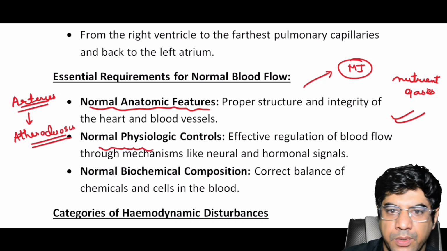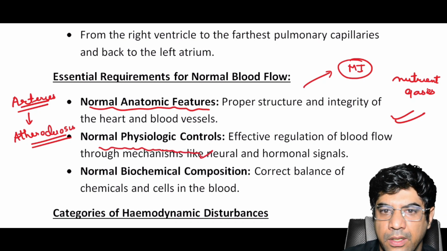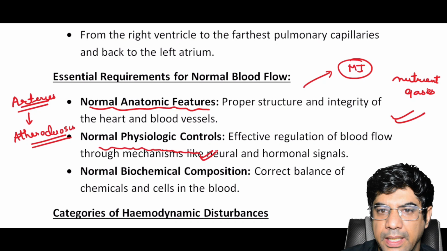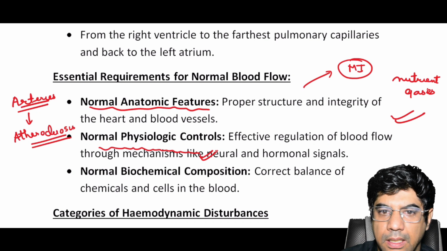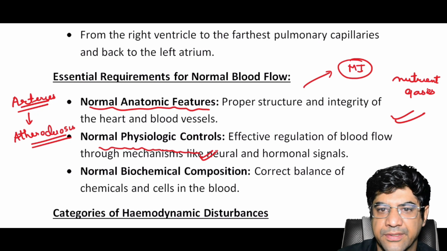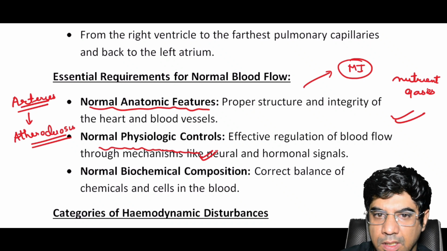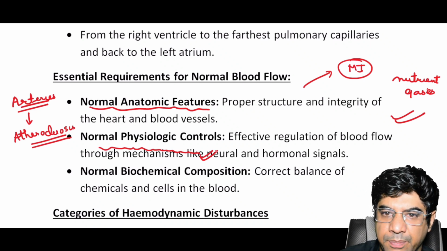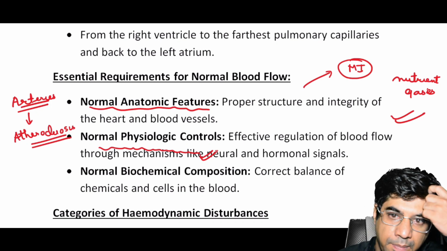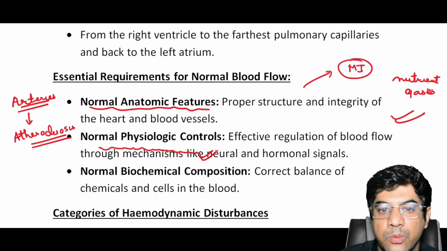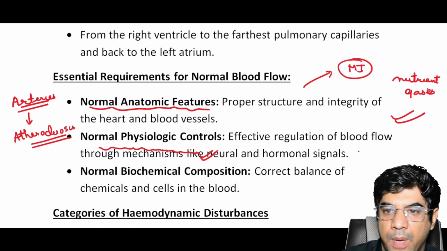Apart from that, they should have a normal physiological control. That means the sympathetic and parasympathetic nervous systems regulate the heart rate and the diameter of the blood vessels. That includes vasoconstriction and vasodilation. During stress, the sympathetic system increases the heart rate and constricts the blood vessels to redirect blood to the essential organs.